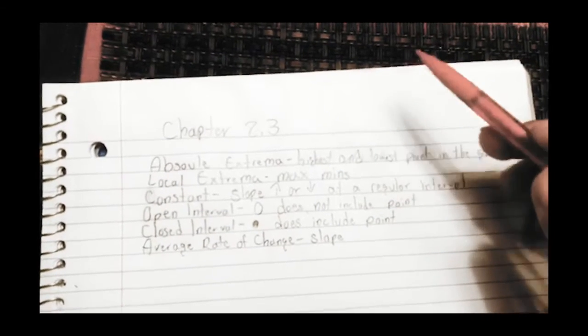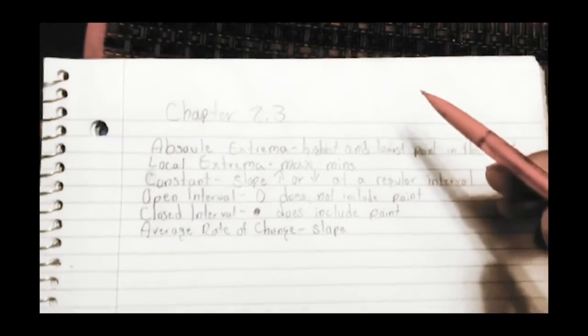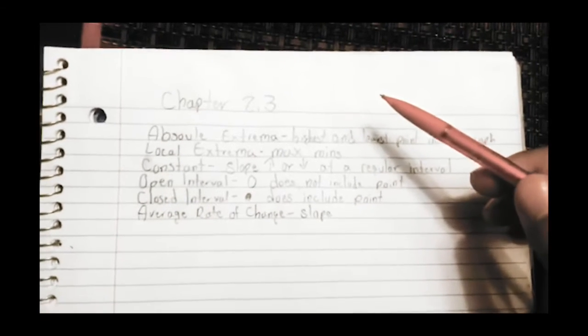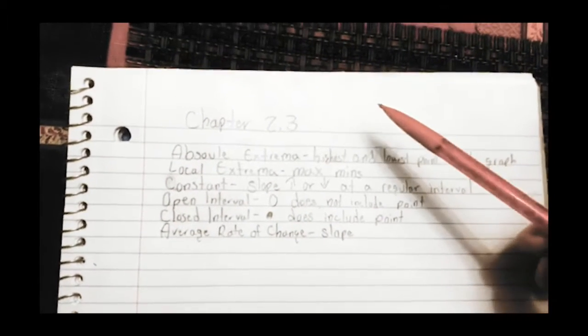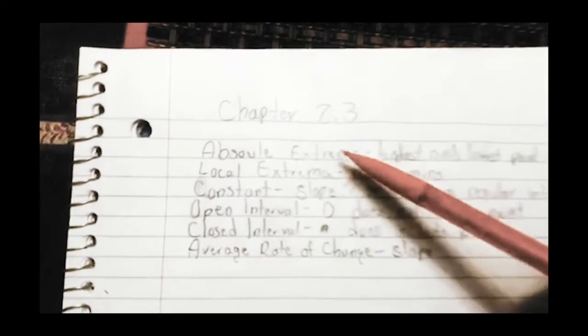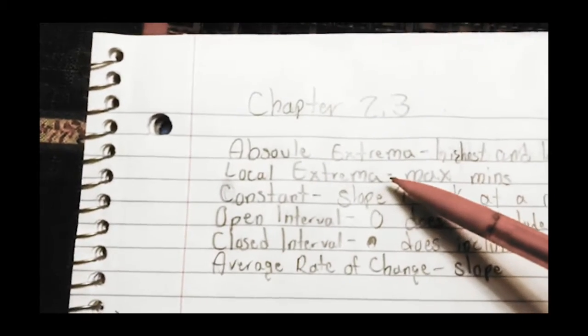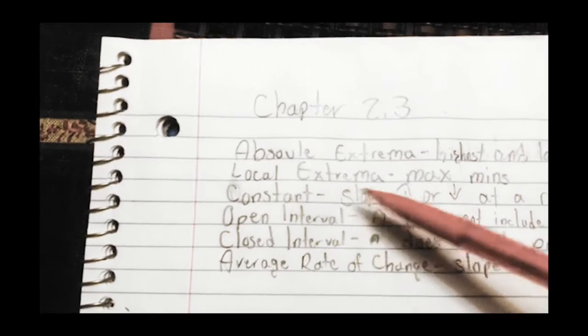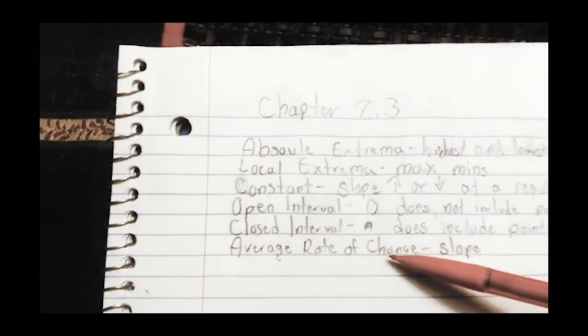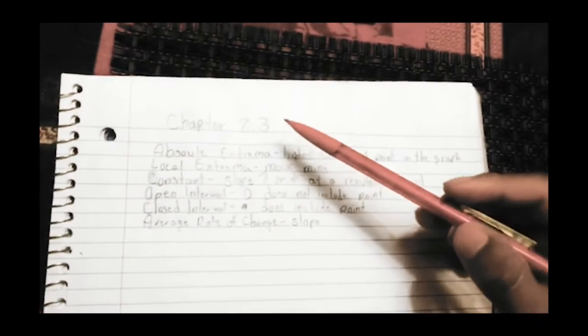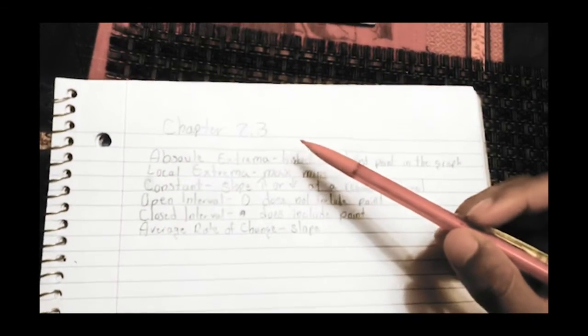Chapter 2.3 is all about finding maxes and mins when an interval is increasing and decreasing, as well as finding the average rate of change. Some terminology that is needed to understand this chapter is absolute extrema, local extrema, constant, open interval, closed interval, and average rate of change. You're probably wondering to yourself, what do they even mean?